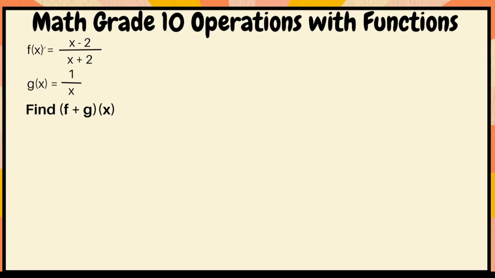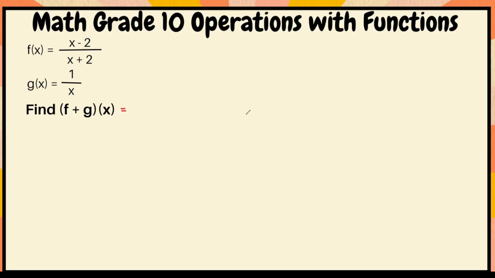So first, I have f of x here and g of x function. Our f of x is a rational: x minus 2 over x plus 2. And the g of x is also a rational expression, or rational function, as you call it, 1 over x. All right. Now we need to find f plus g of x. So what will be the value if you need to add the two functions given? So let's start with this one.